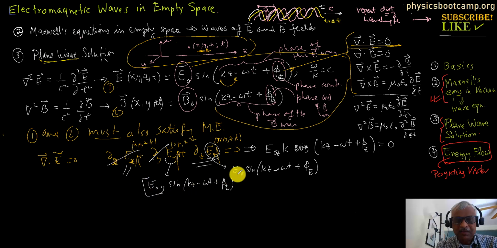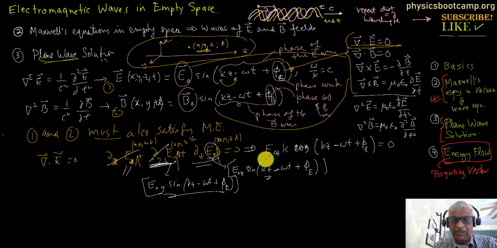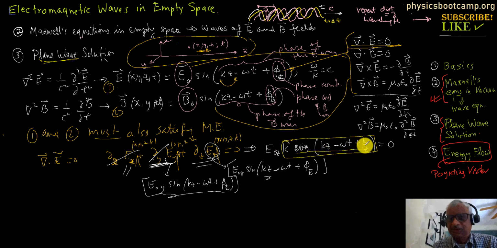So here this guy does not have any y, and that's why that went to 0. And this thing has a z here, so we say k is not 0, that is, the wavelength is not 0 for this thing. So this part is not 0. Cosine can be 0 sometimes, but not always. So that means e0z has to be 0. So we found out this vector cannot have a z component.